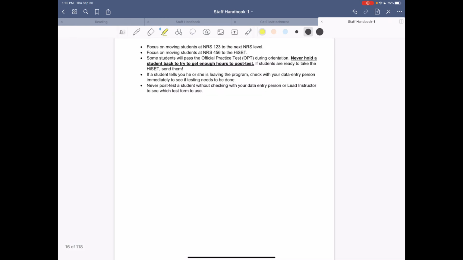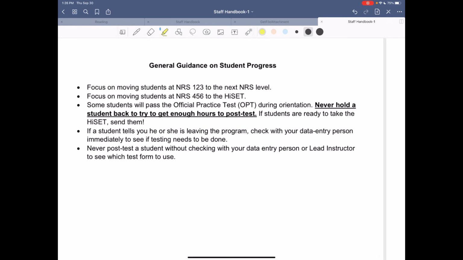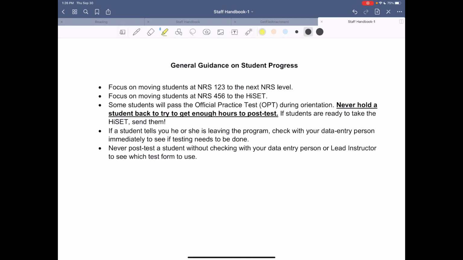Some guidance, just general guidance on student progress. So you as an instructor need to remember these key things. If your student is NRS 1, 2, or 3, focus on moving him to the next NRS level. A 1, 2, 3 probably is not HiSET ready. There are a few exceptions. I've seen students at level 1 pass the HiSET, but it is very unusual. So usually your 1s, 2s, and 3s, that means they need to get 40 hours, and then post-test.